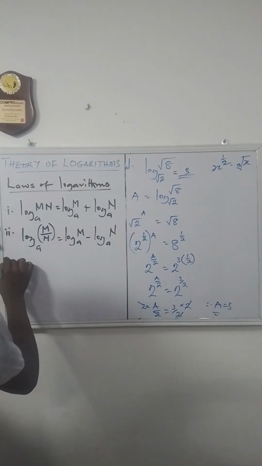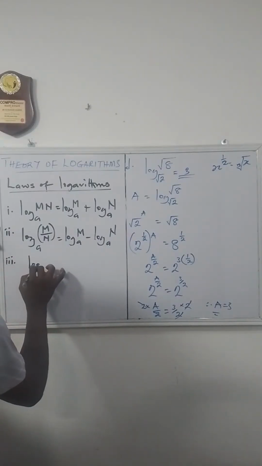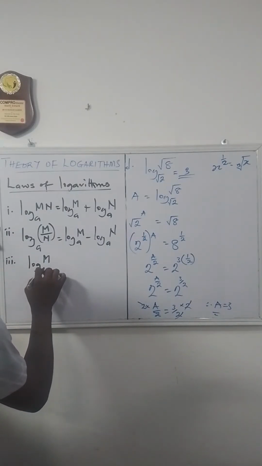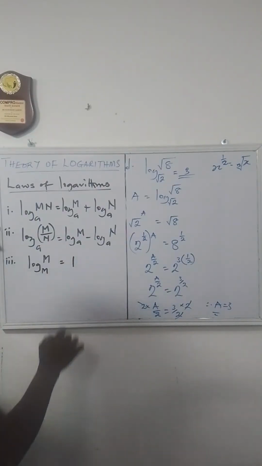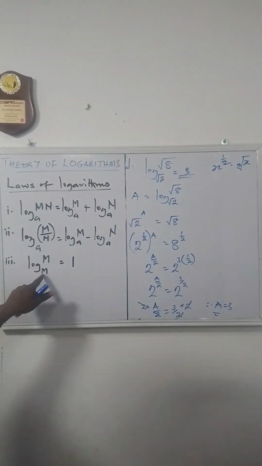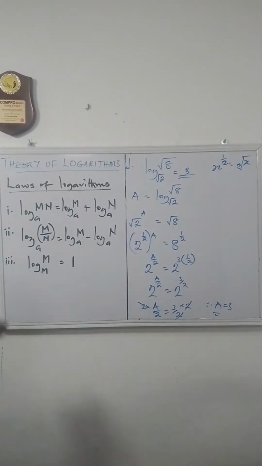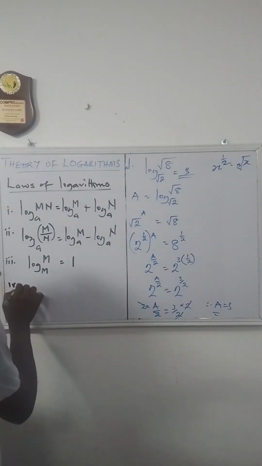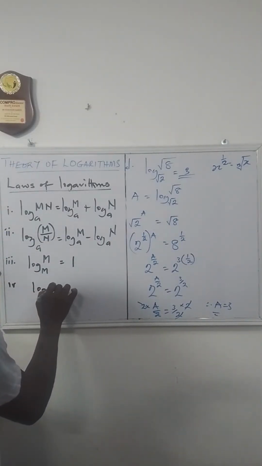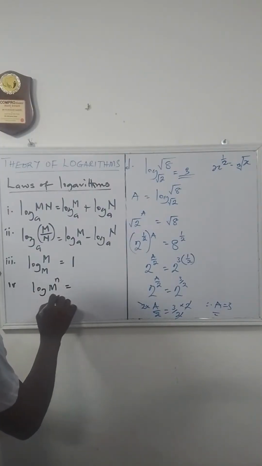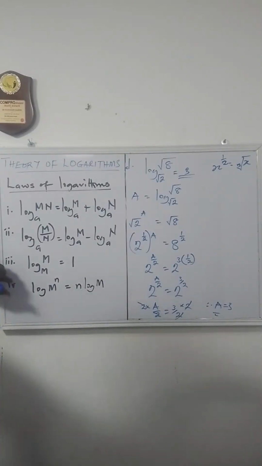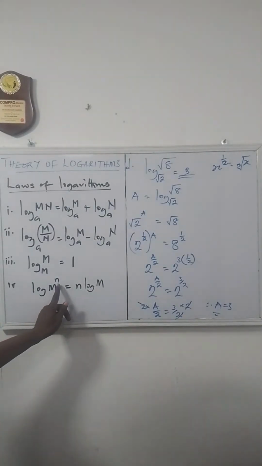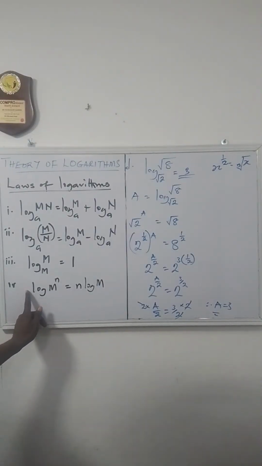Now the next one is this, log of m base m. The result is going to give you 1. So if the number and the base are the same, we have 1. The next one, log of m raised to the power of n is equal to n log m. All right. So when we have the number in index form, the power moves to the side here. I hope you understand that.